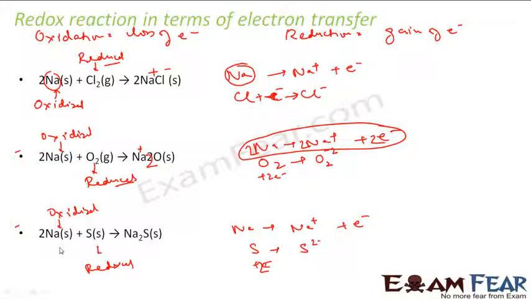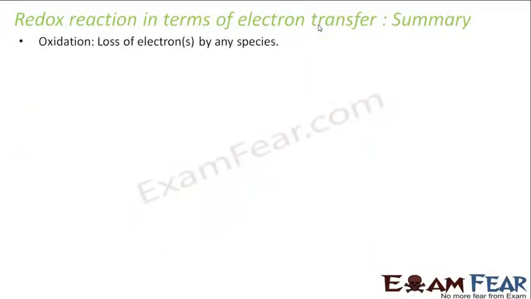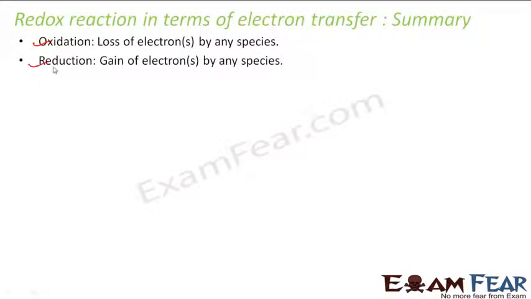But in some cases the old definition fails. So we'll not try to solve questions based on the old definition. We'll always try to use this definition of electron transfer. Loss of electron, oxidation; gain of electron, reduction. Correct. So the summary is pretty clear. Oxidation is nothing but the loss of electron of any species. Reduction is nothing but the gain of electron for any species.